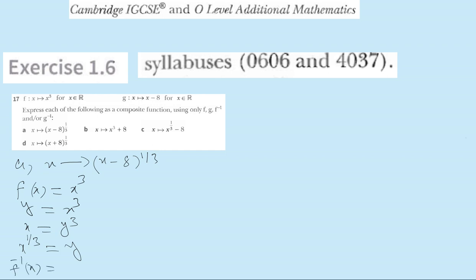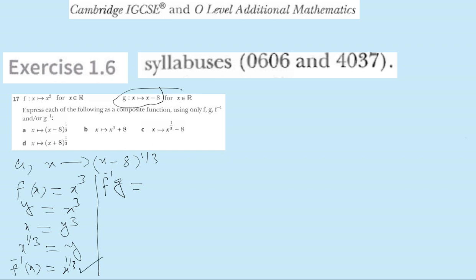So your f inverse x is x to the power 1 upon 3, because you can see in part A. Now find, because g is also involved, we have to find f inverse g. F inverse g means we have to put the value of the function g x, that is g x is equal to x minus 8, in replacement of x in f inverse x.